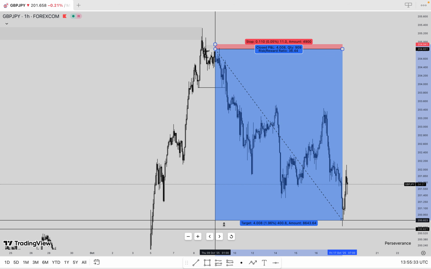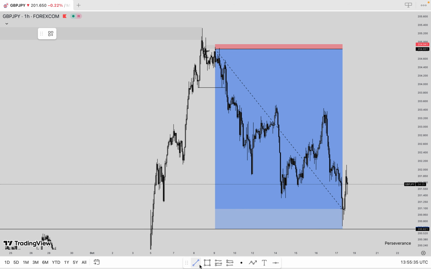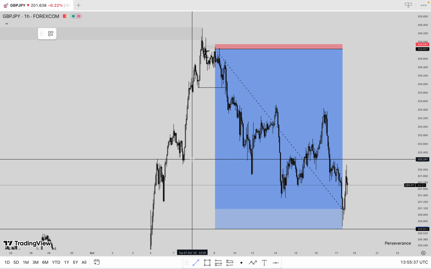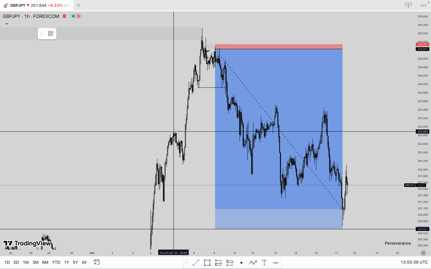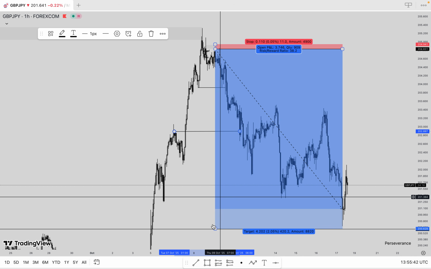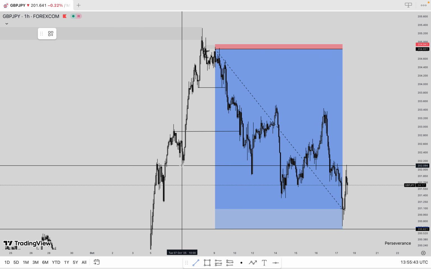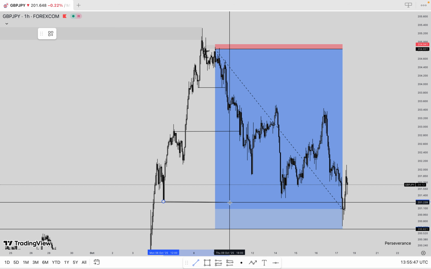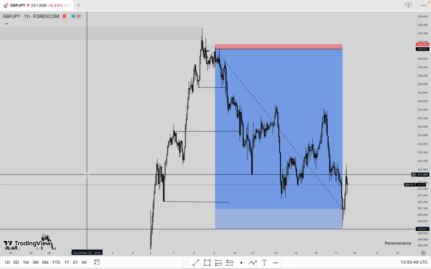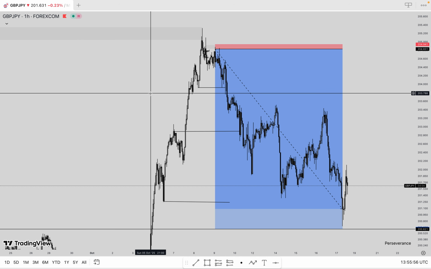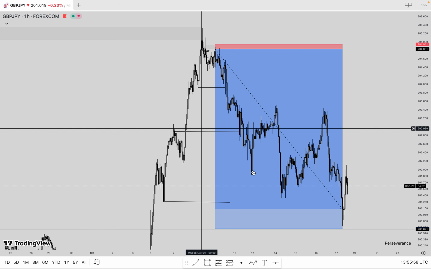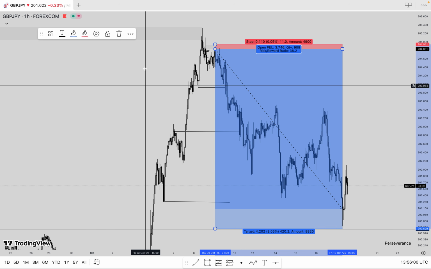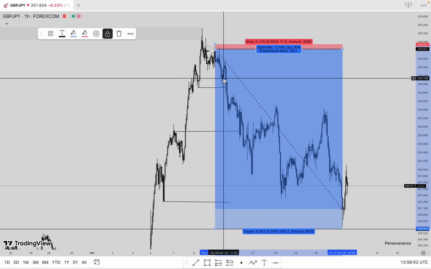From there you can target this support level as your next take profit. You can target this recent low. But the most important thing is that you already have it in mind where price is going next. After price respects this level, where is price going next? So that is how I was able to catch this trade on this GJ.